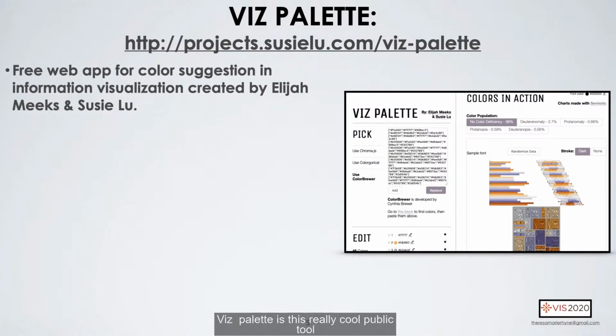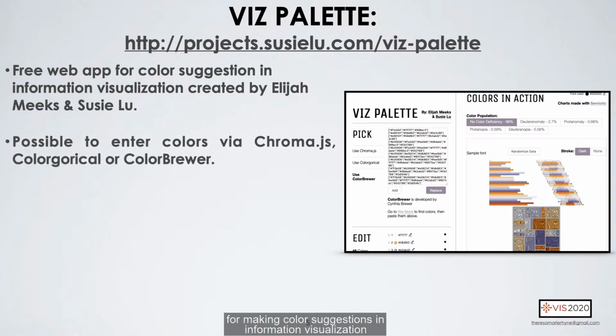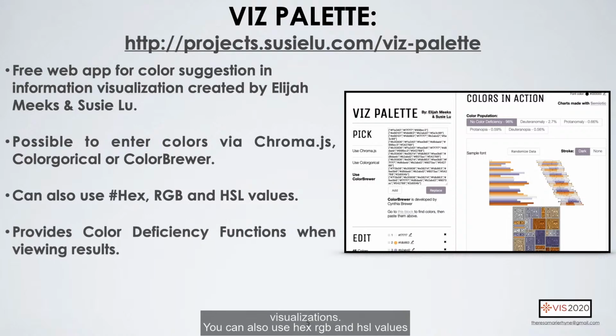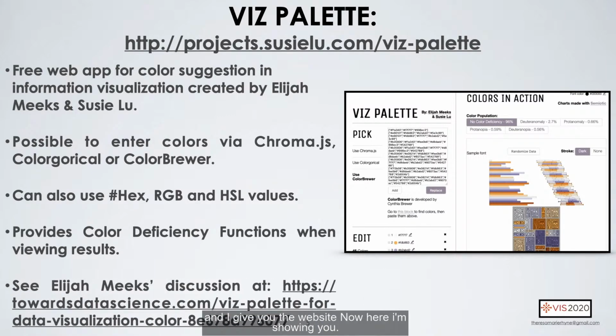VIS Palette is a really cool public tool that's available to you. It's a free web app for making color suggestions in information visualization, created by Elijah Meeks and Susie Liu. It's possible to enter colors via ColorBrewer and Chroma.js, your various visualization tools. You can also use Hex, RGB, and HSL values. It provides color deficiency functions when viewing results. And I give you the website.